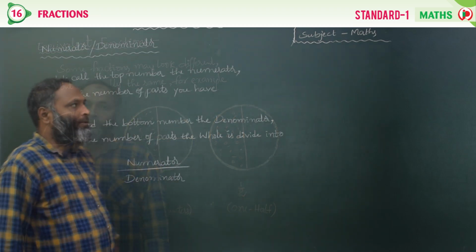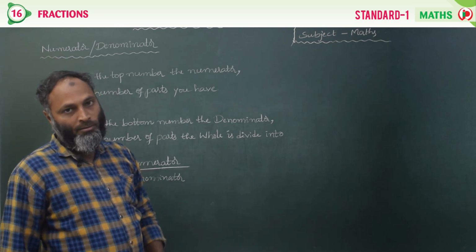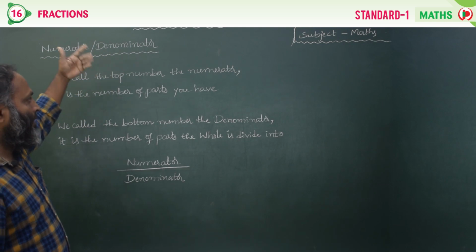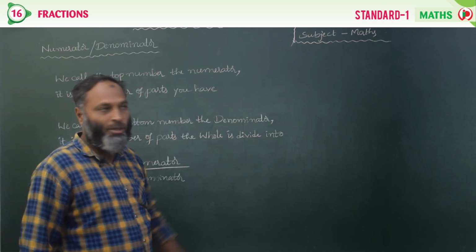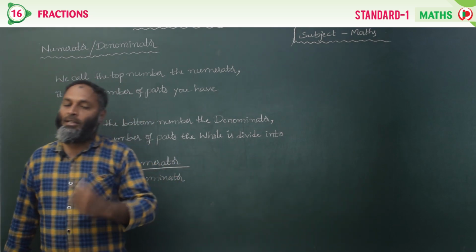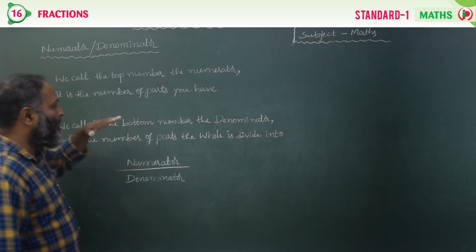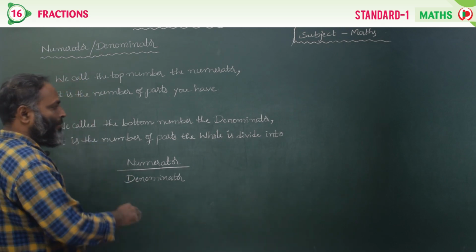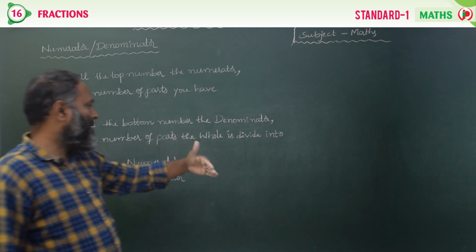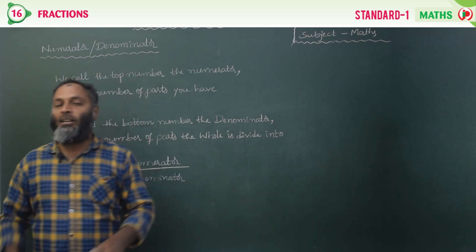Okay students? Yes students, now the concept of numerator and denominator. What is the numerator and what is the denominator in a fraction? See here. We call the top number in the fraction the numerator. It is the number of parts you have, how many parts we have. That is the numerator, and it is on top. The next one, the bottom number, is the denominator. What is the denominator actually? It is the number of parts the whole is divided into, how many parts the whole is divided. That is the denominator.